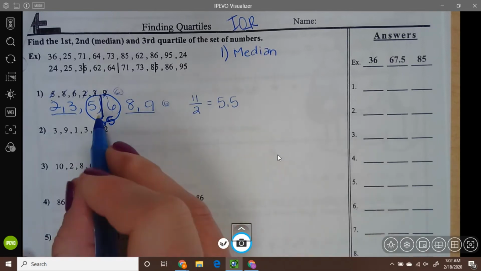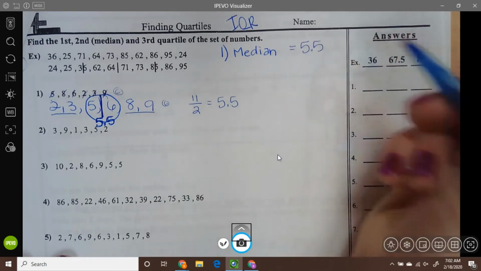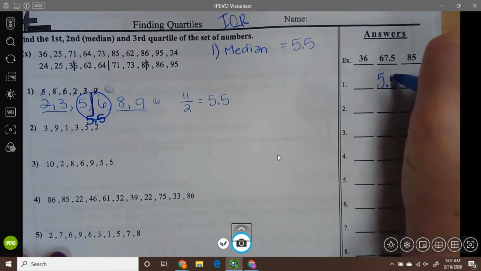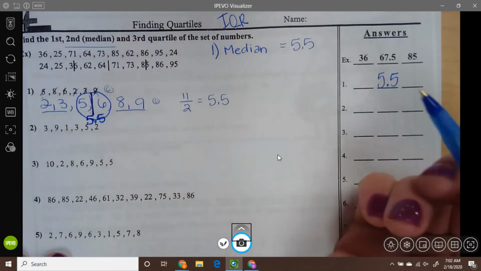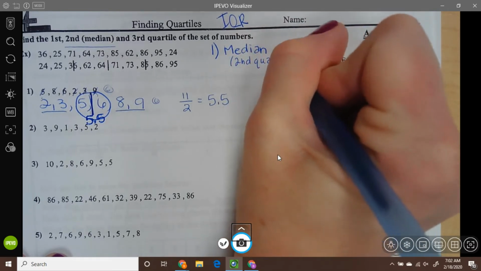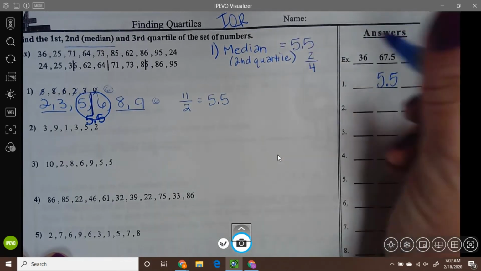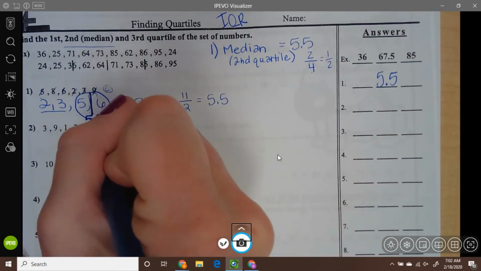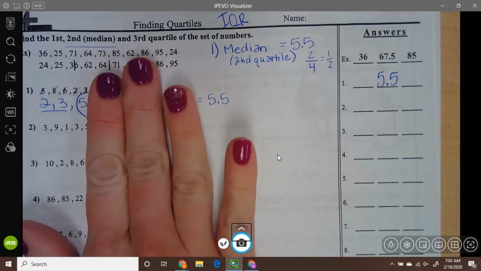So the median on this problem, as we said, is 5 and a half. We're going to write that on the second line, even though it's what we found first, because as you can see in the directions, the median is the second quartile. That just means it's the second quarter. If I had the second quarter, that would be 2/4, which is equal to the halfway point, which is the definition of median.